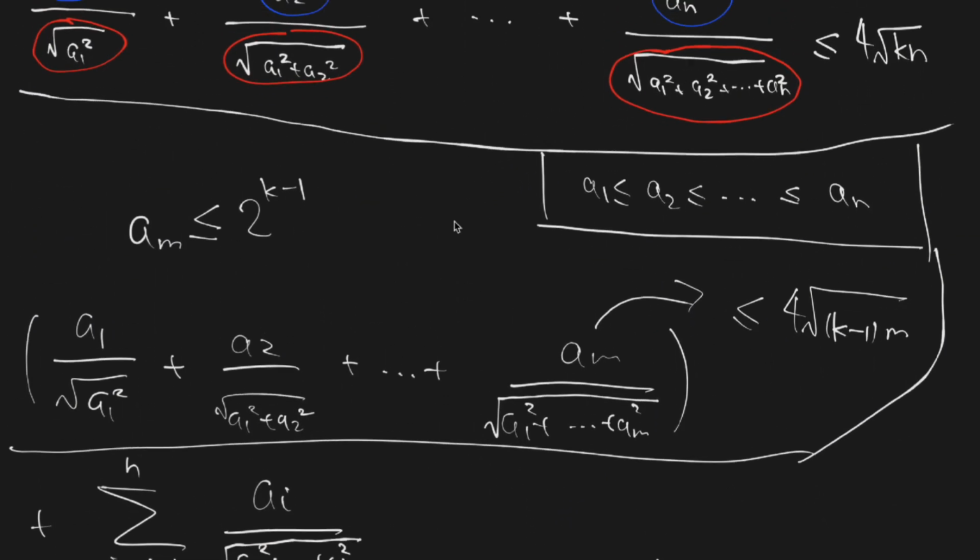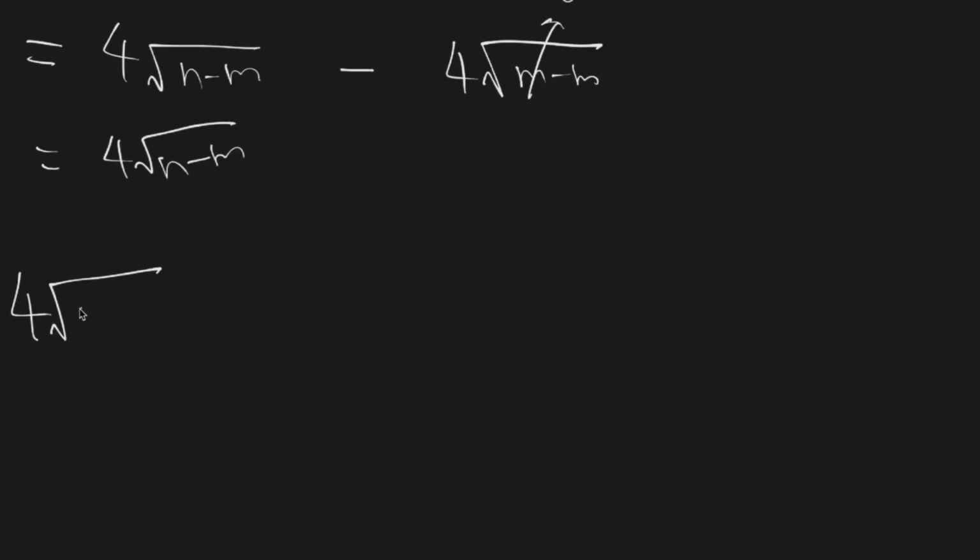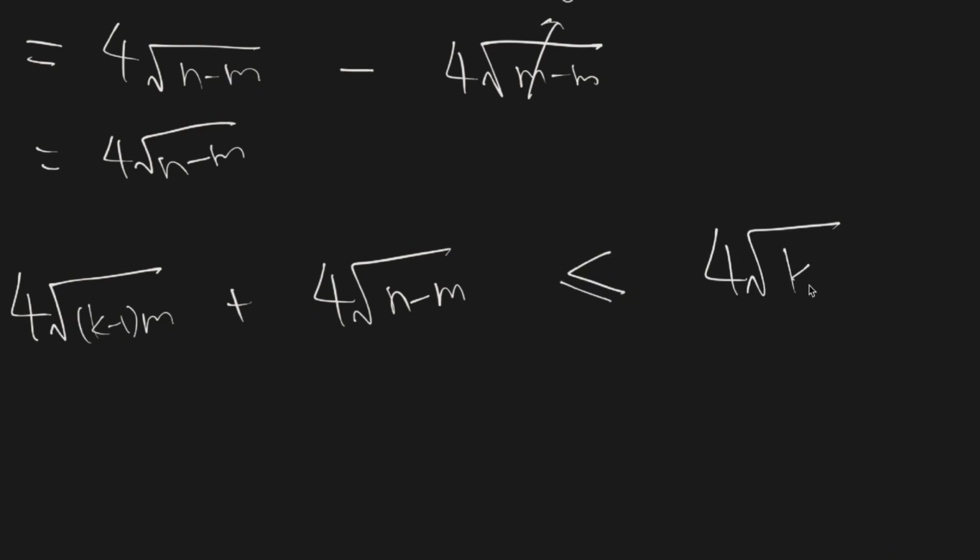This thing on the top, which we use the inductive hypothesis on, is 4 times square root of k minus 1 times m, plus this thing on the bottom, which is 4 times square root of n minus m. We have obtained this upper bound to our expression, and we want to see if this can indeed be less than or equal to 4 square root of kn. If this holds true, then our inductive hypothesis can be used to prove our inductive step. Our inductive step is true, and so the entire problem is done.